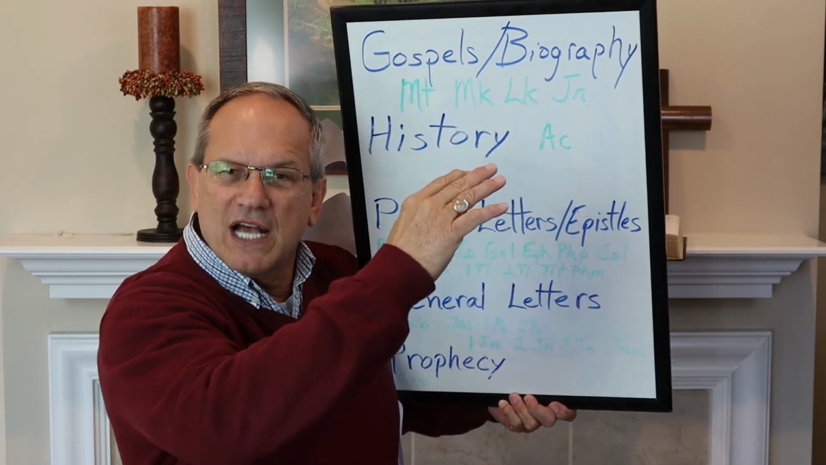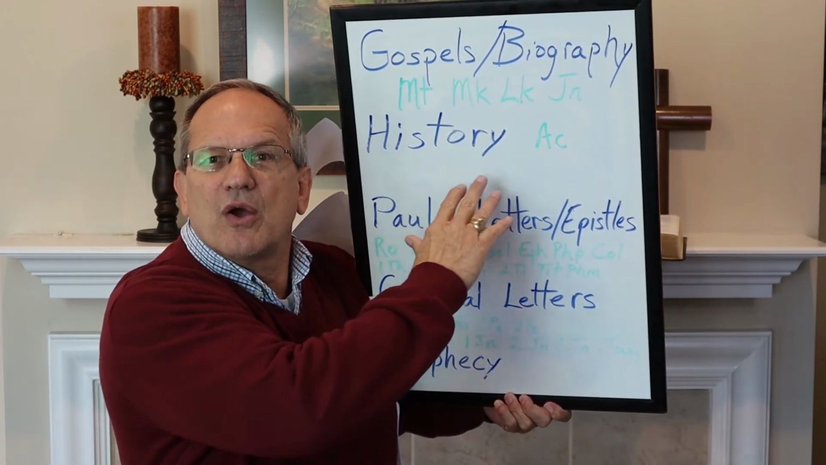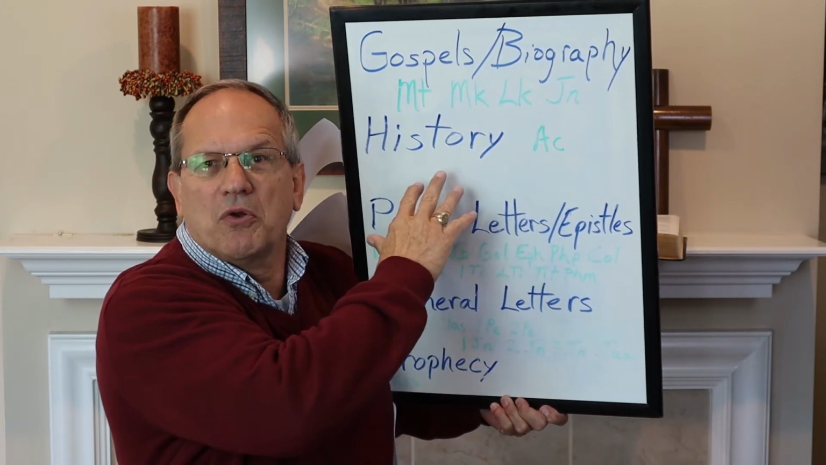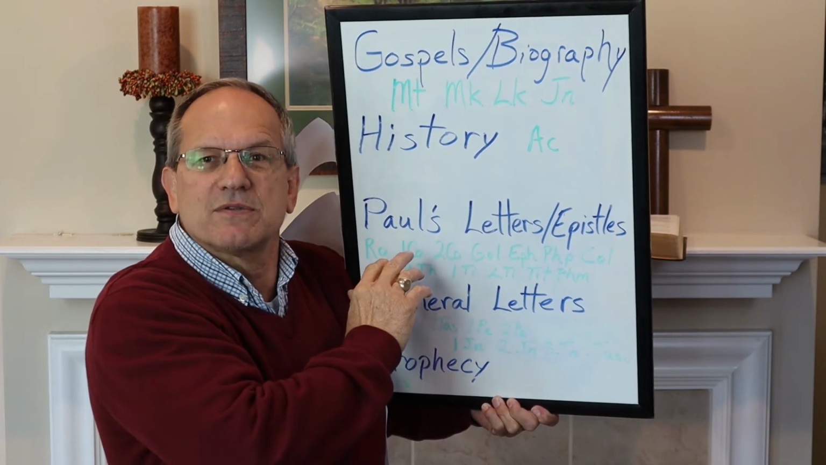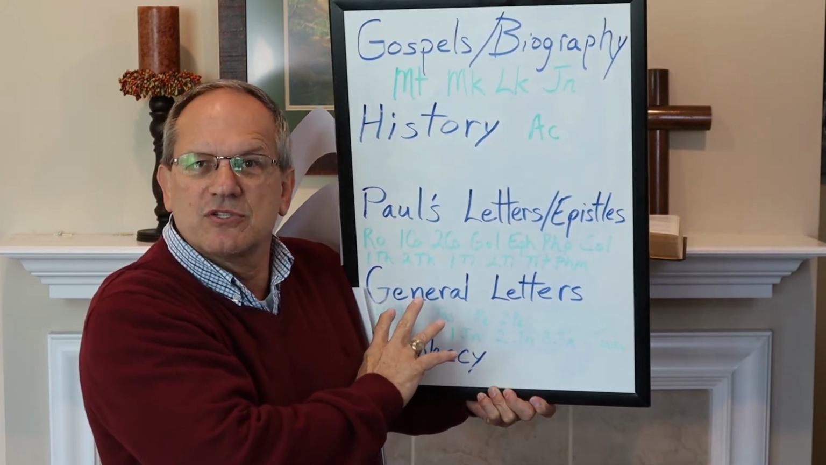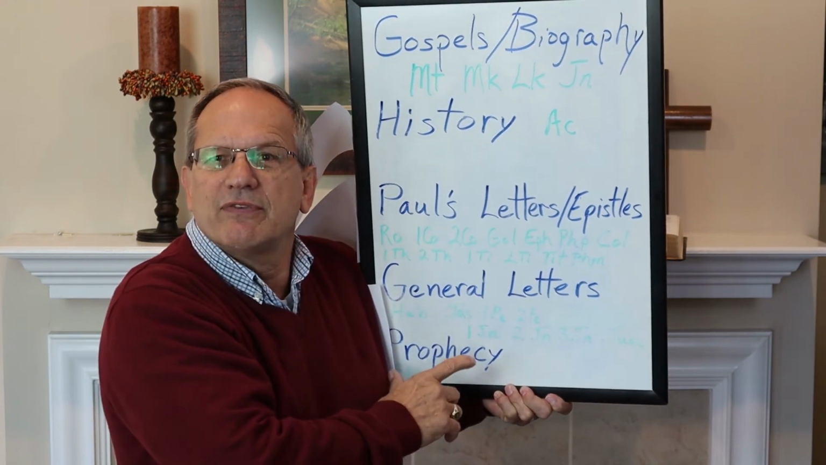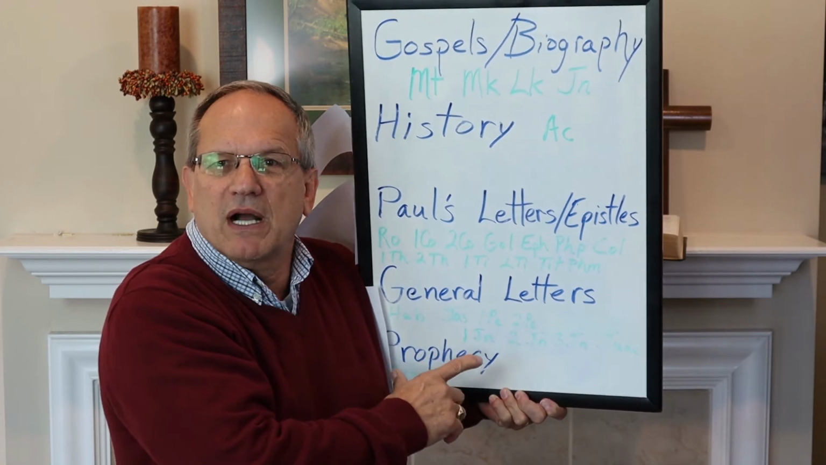You have the Gospels, or the biographies. You have the Acts of the Apostles, called the history. You have the Pauline epistles, or the letters from Paul. You have the general epistles, the general letters, and you have Revelation, which is considered prophecy or the Apocalypse.